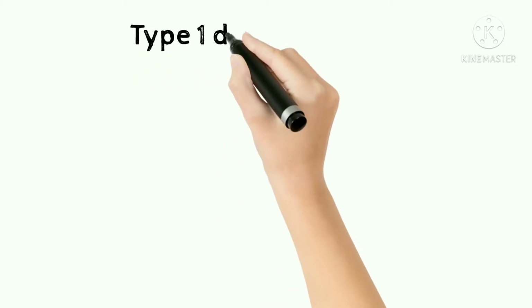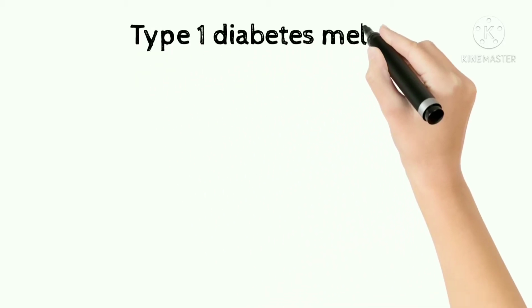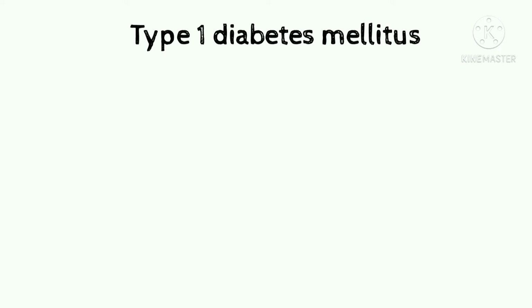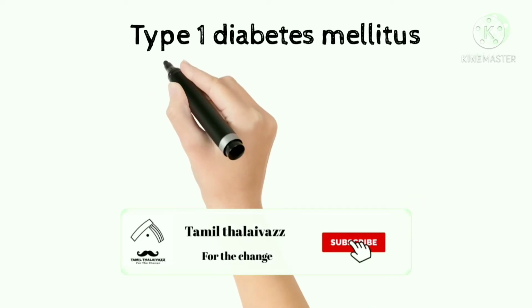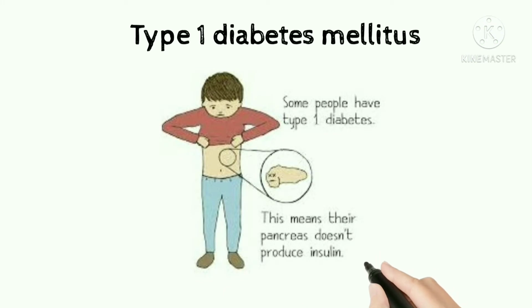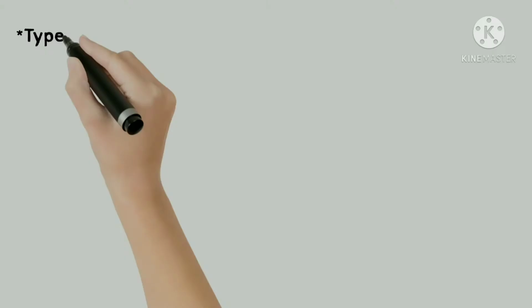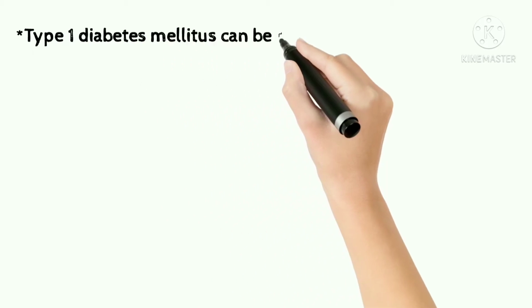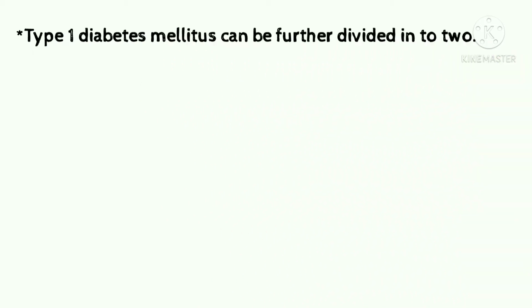We should cover type 1 diabetes mellitus as much as possible in this video. You can get a basic idea about diabetes mellitus through my previous video. Please watch if you want. Type 1 diabetes mellitus means there is no insulin production in our body. Type 1 diabetes mellitus can be further divided into two. First is type 1a diabetes mellitus, second is type 1b diabetes mellitus.